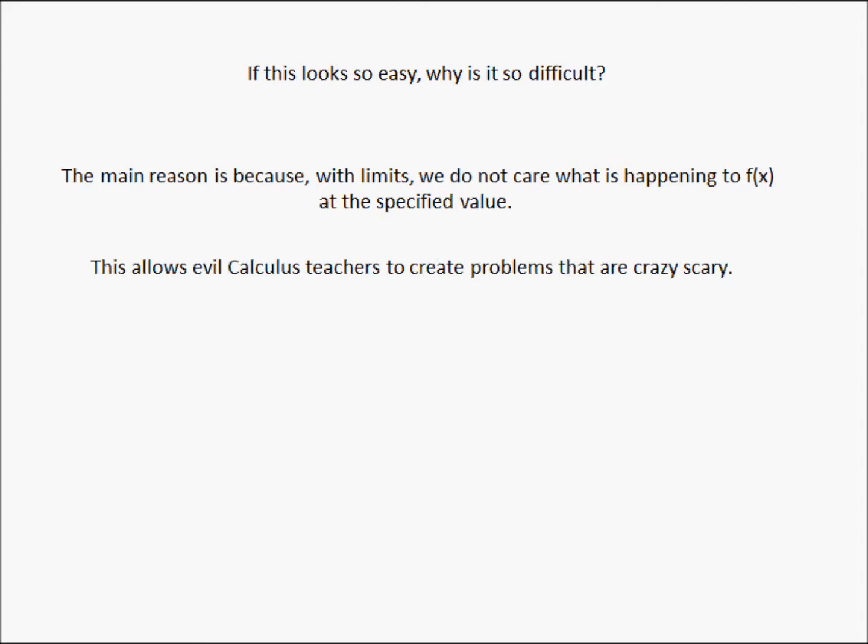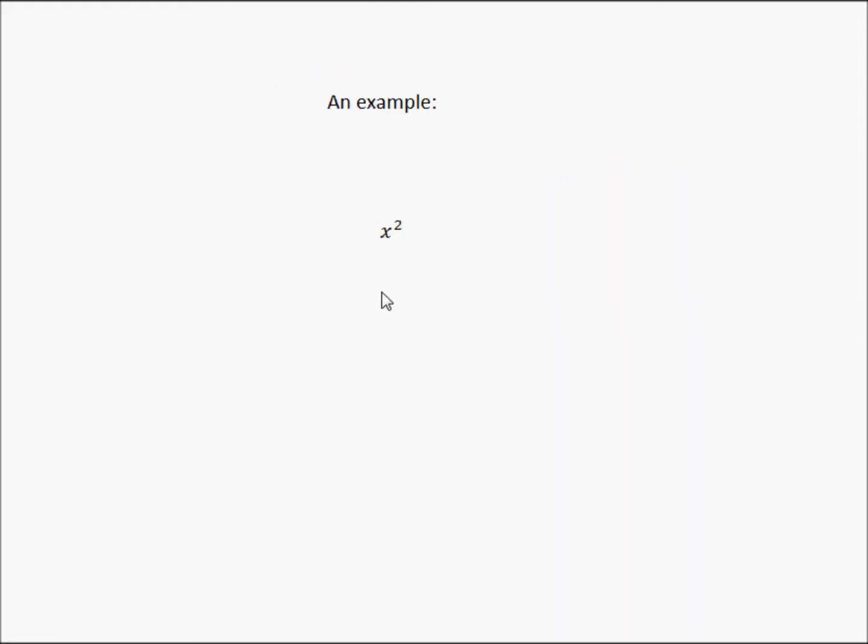Thinking about this in a little different light allows me to create some problems that are kind of scary. I'm going to walk you through how I, as a calculus teacher, create some problems here. So let's start with the function we're already looking at, x squared. Let's say I'm interested in you evaluating limits with x squared, but I want to make it difficult. I want to make x squared look a little bit scary. So what I'm going to do is this little magic here.